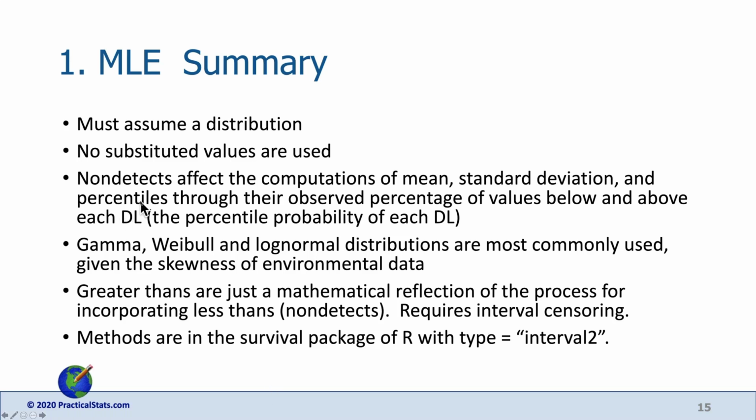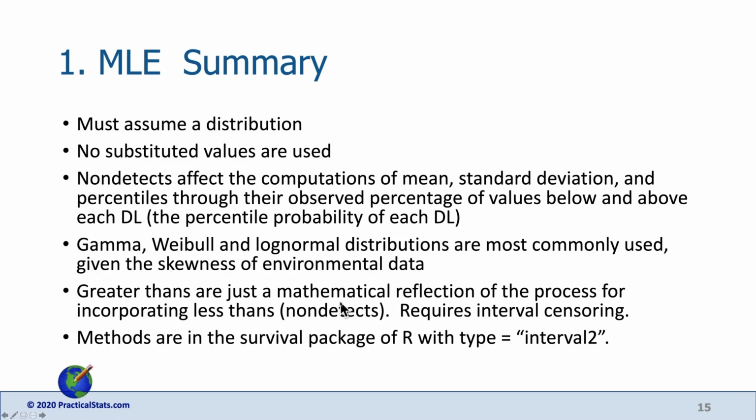Okay. So the non-detects affect the computations of a mean, a standard deviation, and percentiles through their observed percentage of values below and for greater thans above each threshold. Typically, gamma, Weibull, and log normal, which are all skewed distributions that do not go below 0, are used in the software, with the Weibull being the most commonly used one because that's what they use primarily in survival analysis and medical statistics. And so they should be the models that we choose as well.